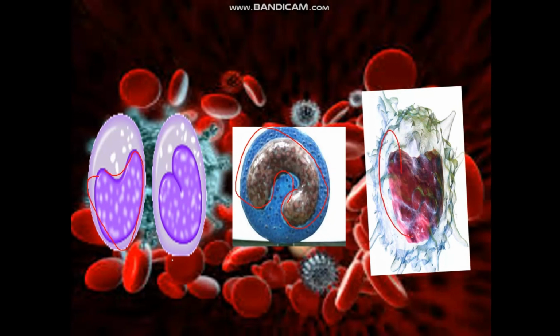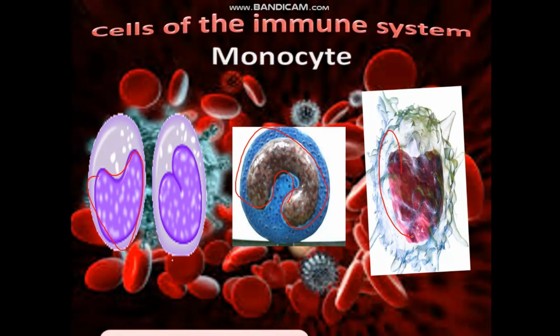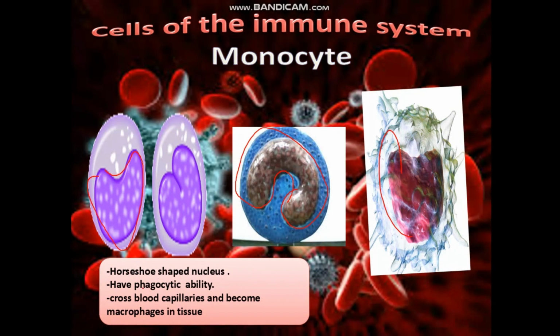Look at this cell. What is the function of this cell, the monocyte? The monocyte can cross the blood capillary, it can come out of the blood vessels, and reach the infected area, the place where there is an injury. So this monocyte has a horseshoe shaped nucleus, crosses the blood capillary, and its role is phagocytic ability. Phago means eat, cyte means cell, so it eats cells that do not belong to the body. The monocyte has a horseshoe shaped nucleus and phagocytic ability: this is the structure and this is the function. Once it crosses the blood capillary and goes to the infected area, it is no longer a monocyte, it becomes a macrophage.